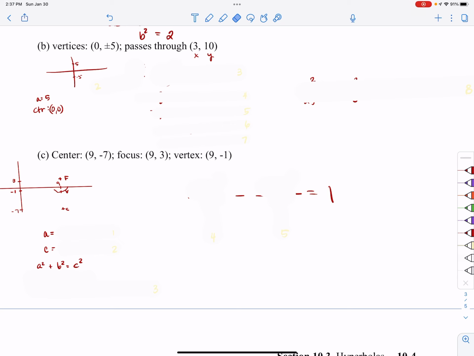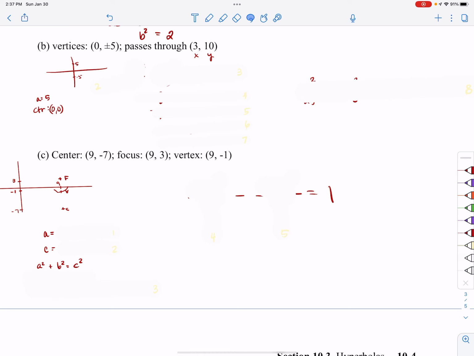And then I can start setting up an equation. I'm still missing a b value, but notice I do have my h, my k, and my a. Not only that, I have an x and a y because my hyperbola passes through this coordinate (3, 10). So this is a random x, y on my hyperbola.